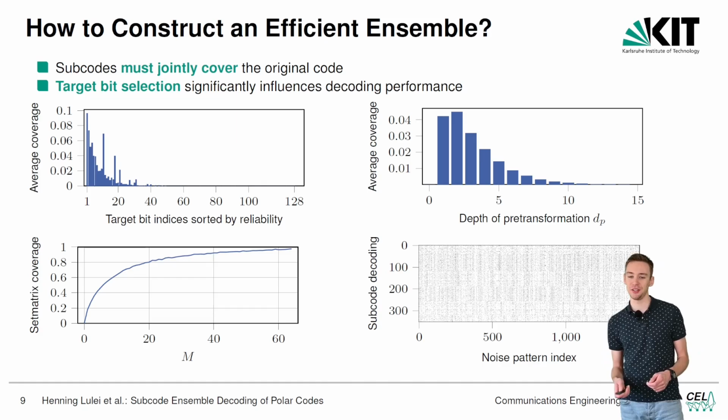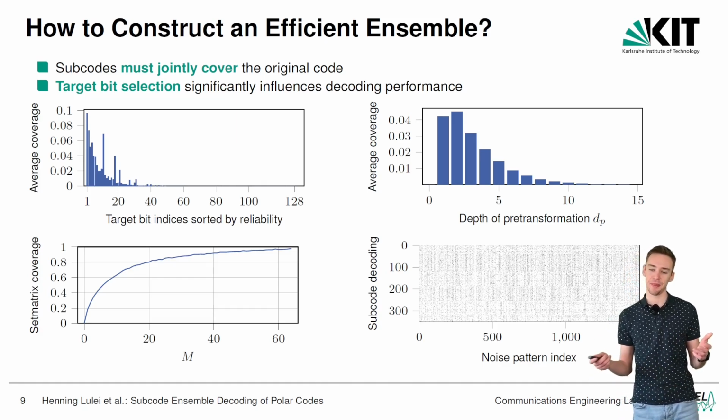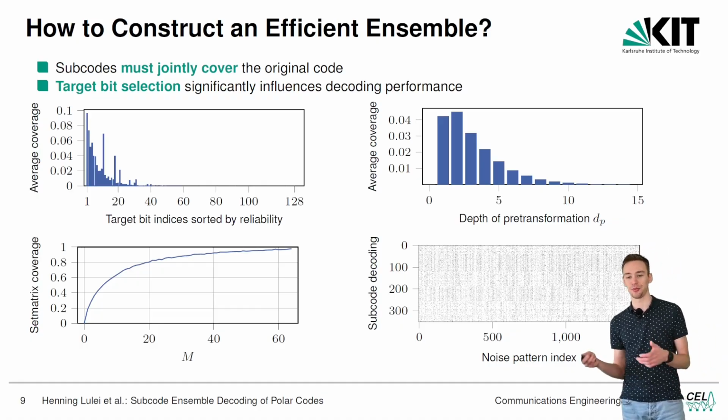The graph right next to that has the depth of the pre-transformation on the x-axis. The depth of a pre-transformation is the number of target bits a pre-transformation has.